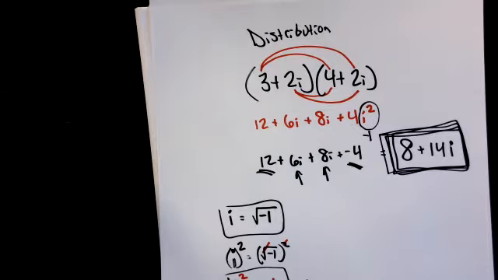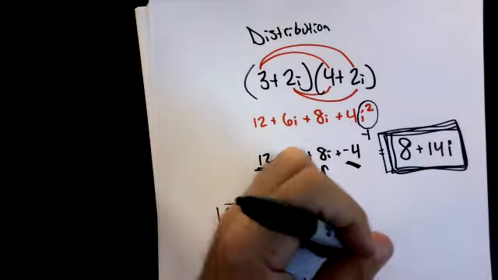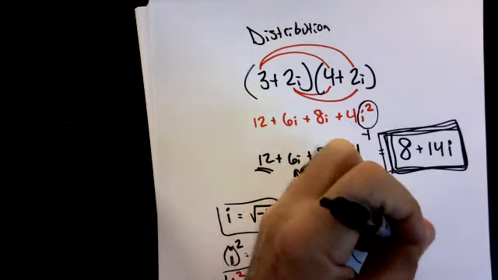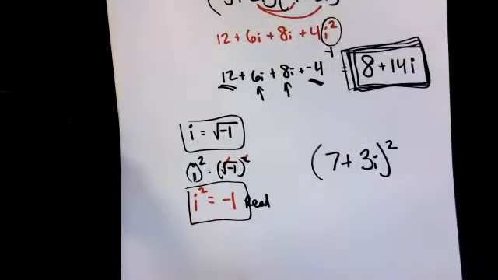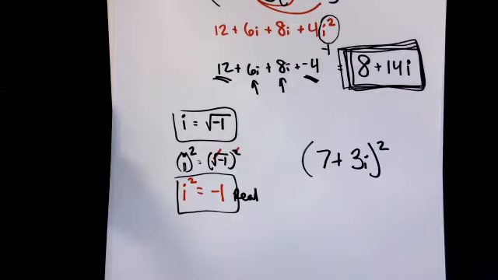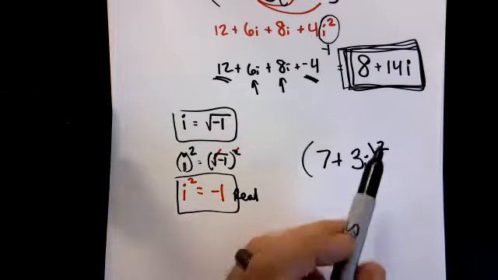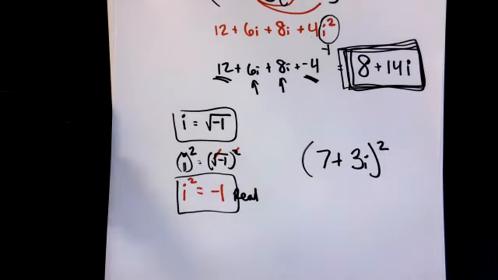Okay, I'll do another one of those. All right, if I told you to take 7 plus 3i squared, okay, this one always messes people up because people think they can simply distribute that exponent. Okay, that's not a good property. We went over the properties of exponents. That's not how this works.